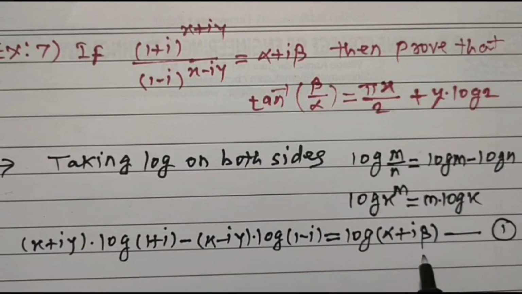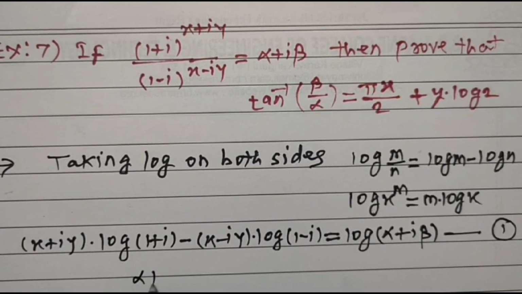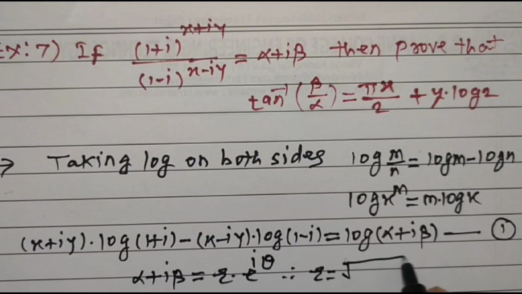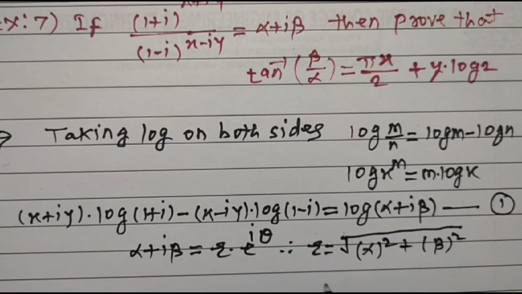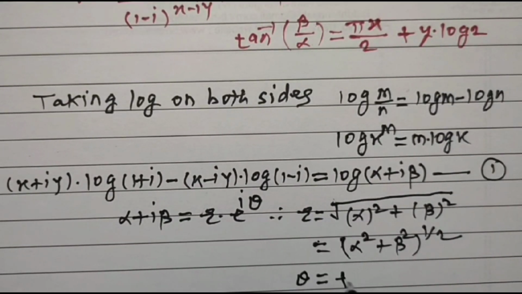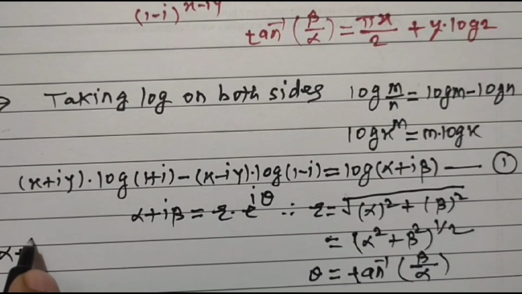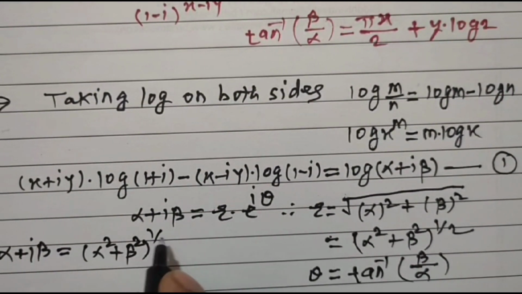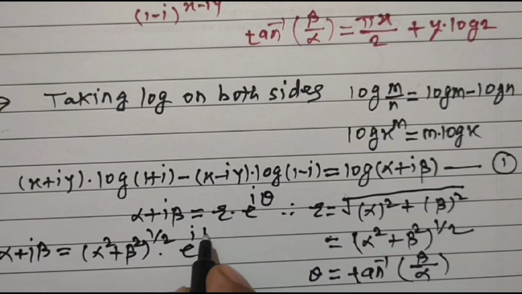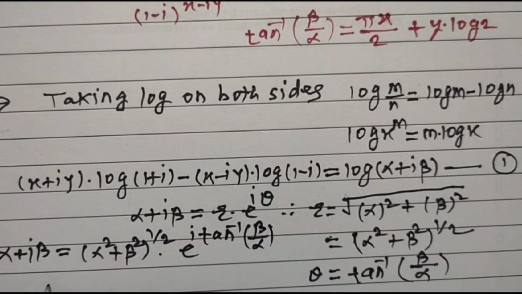Let us find logarithm of alpha plus i beta first. Alpha plus i beta is equal to, suppose, r into e to the power i theta, where r is equal to square root of alpha square plus beta square, and this we can write as alpha square plus beta square to the power half, and theta is equal to tan inverse of imaginary part, that is beta, divided by real part, that is alpha. Hence alpha plus i beta is equal to alpha square plus beta square to the power half into e to the power i into tan inverse beta upon alpha. Okay, this is alpha plus i beta.